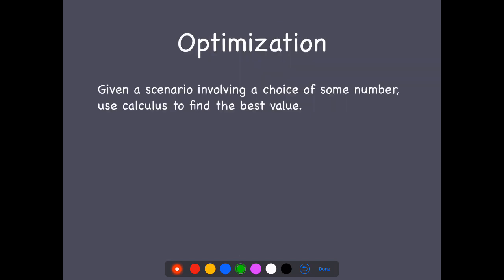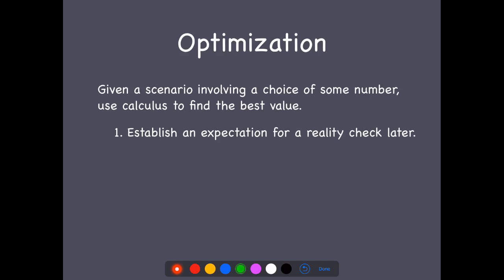Okay, so on to optimization per se. Given a scenario involving a choice of some number, and the difference here is that when we were talking about absolute extrema, we were just given a mathematical problem. Now we're going to be given a scenario that has to be translated into a mathematical problem so that we can figure out a number to choose that solves the problem we're facing.